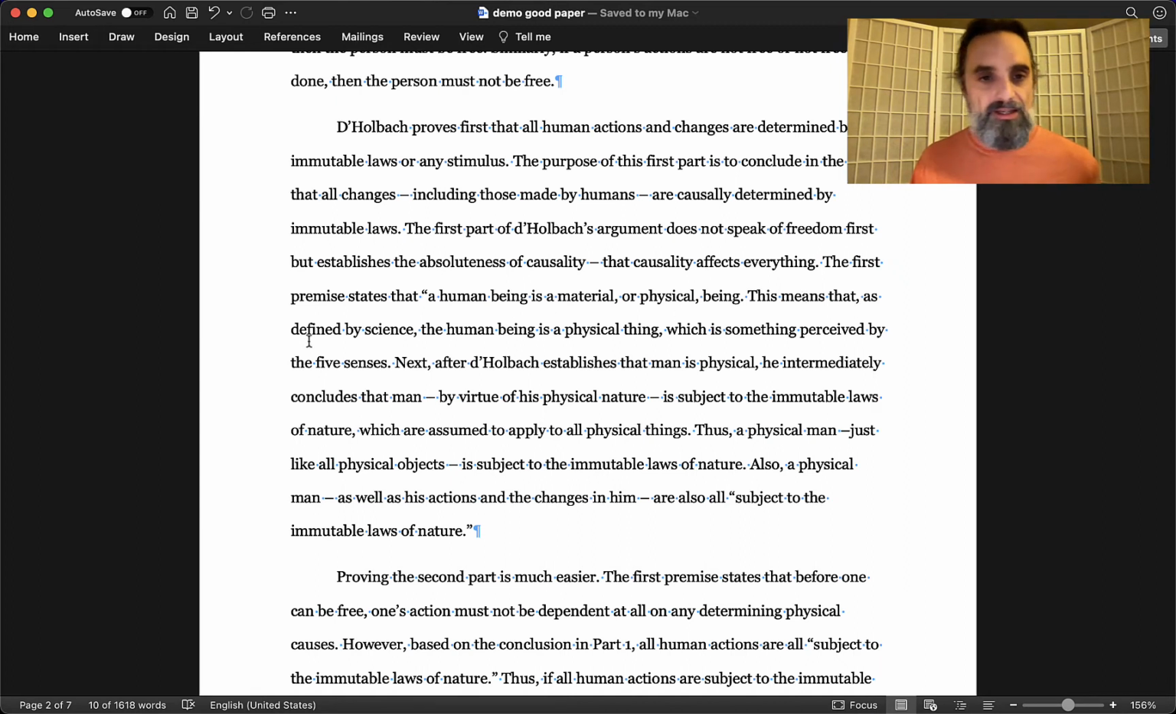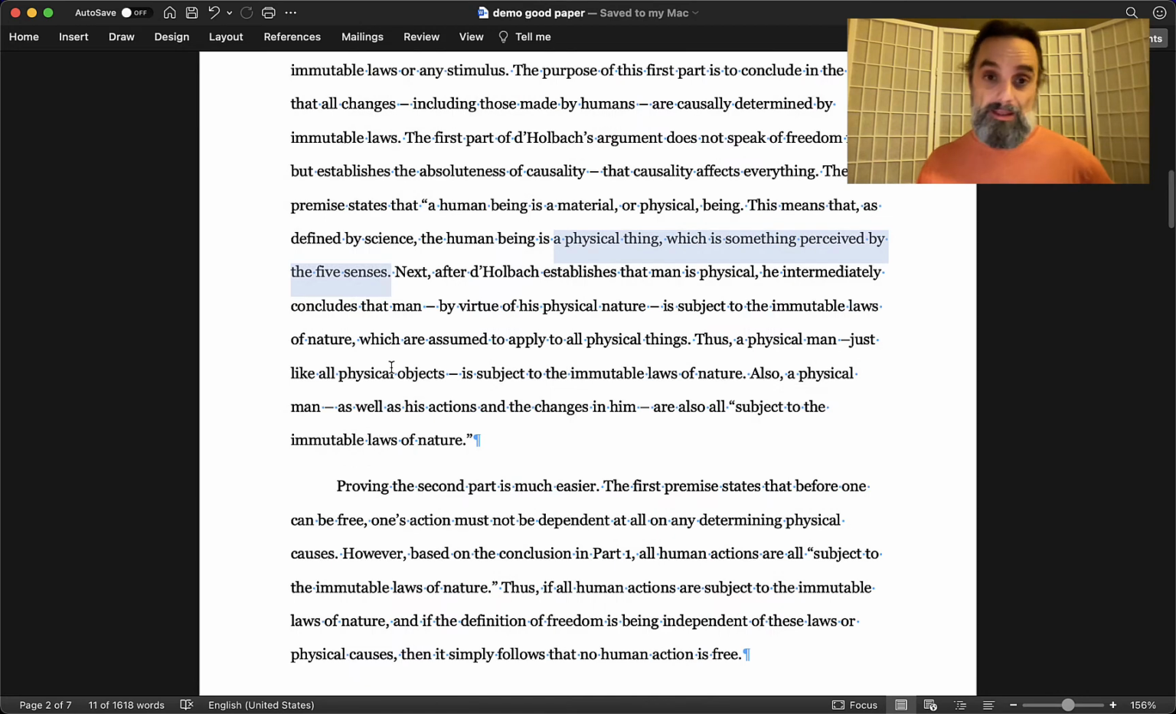This means that, as defined by science, the human being is a physical thing, which is something perceived by the five senses. Not sure that that's what physical means, but it's actually kind of hard to define what physical means. Actually, sometimes it's very hard to define our terms. In the end, we cannot always say in other words what our terms mean. Some of our words are primitive.